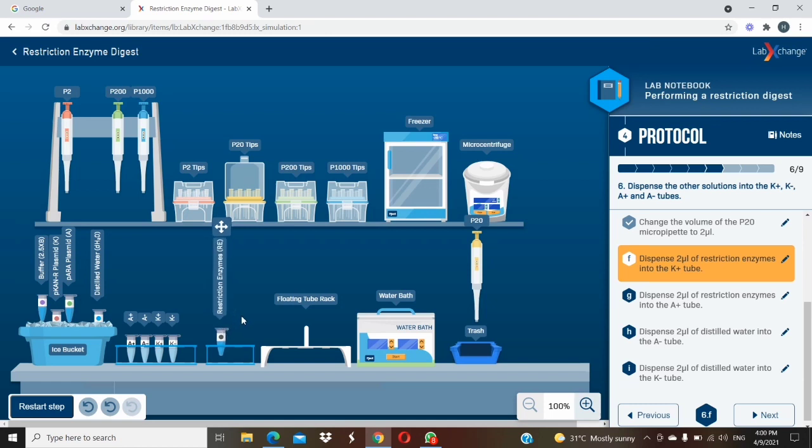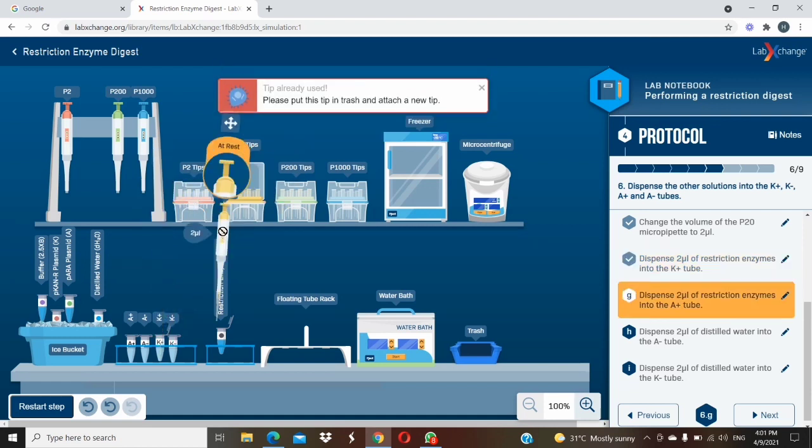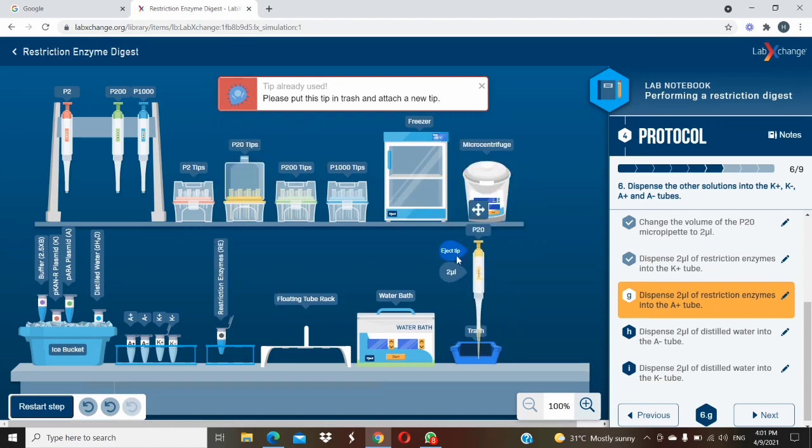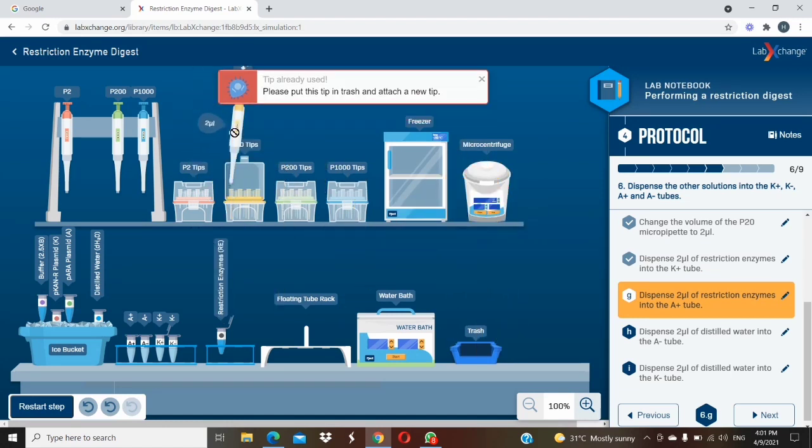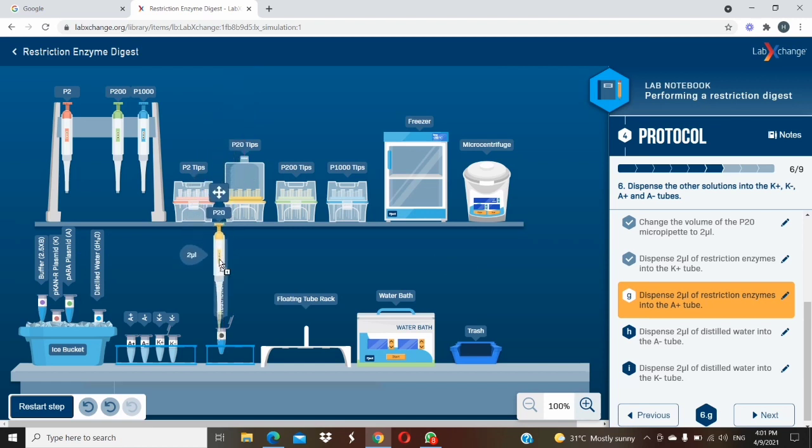Open it. Before that we have to attach the tip and then dispense and then pour it into the K positive tube. Again, the same method for the A positive tube.